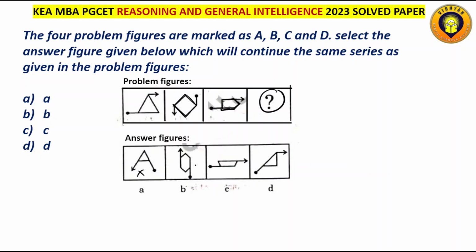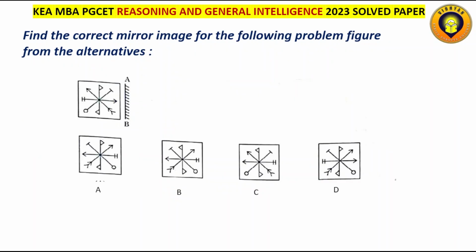So A cannot be the answer. In B, there are 6 sides. You can see 1, 2, 3, 4, 5, 6. Yes. In C, 1, 2, 3, 4 only. So this cannot be the answer. And in D, 1, 2, 3. So only 3 are there. So this also cannot be the answer. Hence, B is the answer.